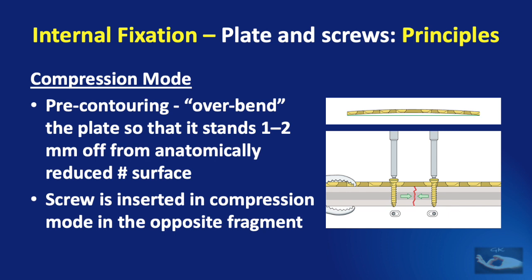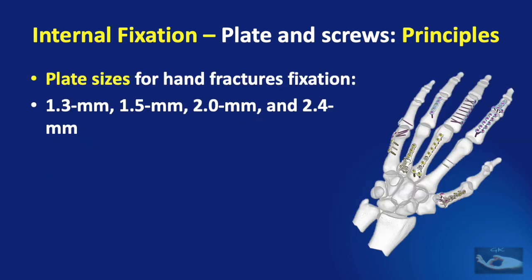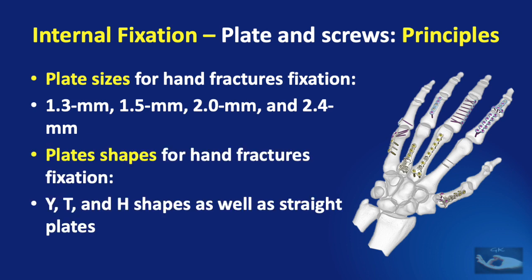The second is the insertion of the screw in compression mode in the opposite fragment. Here, the screw hole is eccentrically shaped. So as the screw is tightened, it slips downward and compresses the two fracture fragments. The plate sizes that are used for hand fracture fixation are 1.3, 1.5, 2.0 and 2.4 mm. The plate shapes that can be used for hand fractures fixation are Y, T, H as well as the regular straight plates.